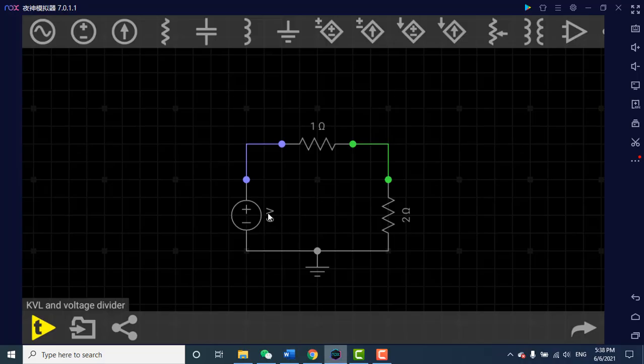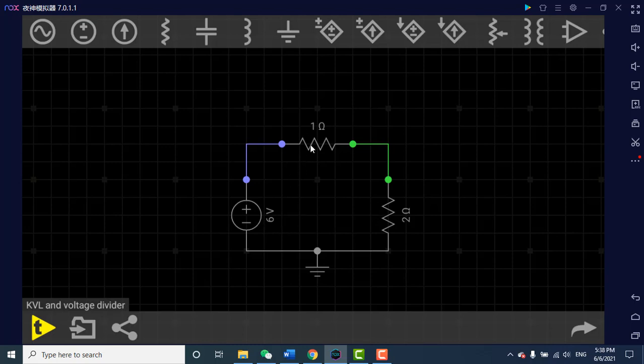So here you can see I have the circuit. If we look at the circuit, here is the applied voltage. The applied voltage is 6 volts. Here we have the voltage source and two resistors. The voltage drop will be across these two resistors.